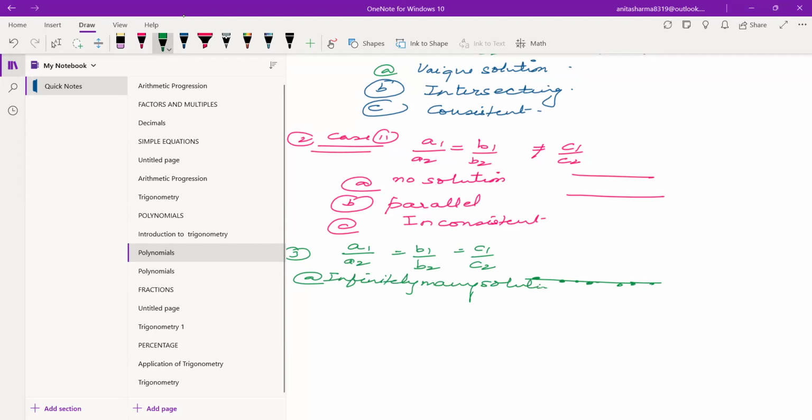Second, lines will be coincident. And if a solution is there, it means the system will be consistent. Got it, children? But in the textbook, they said something like consistent and dependent. Like, what does that mean? Yes, dependent and independent, right? Yes, ma'am. Two things are there.